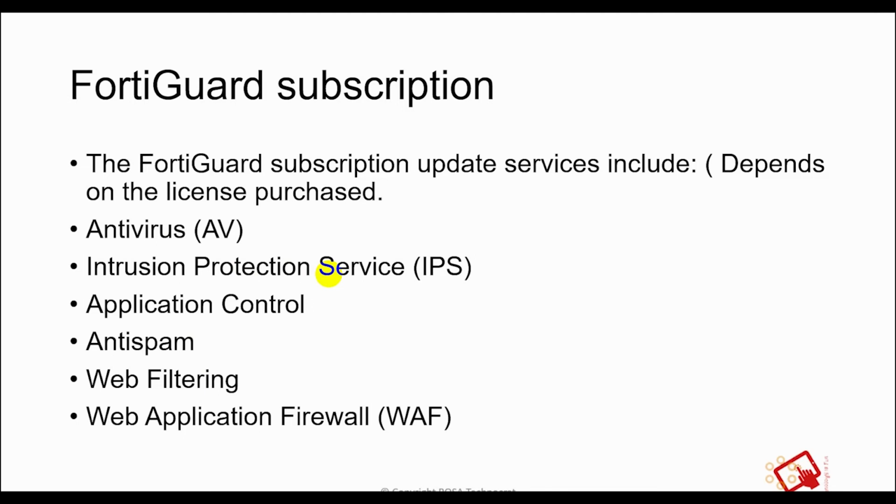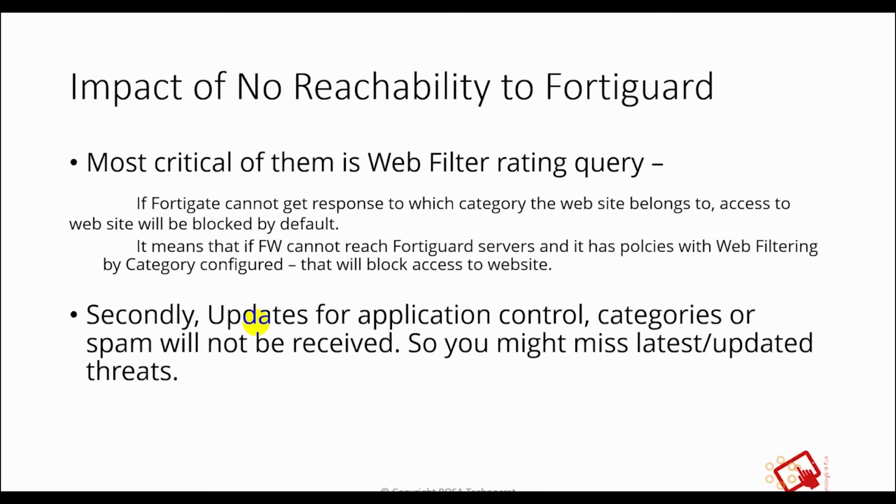Generally, the feature which is affecting us the most is web filtering. Because most of the time we use web filtering in the firewall policies, and we are blocking websites based on the category of a website. Let's say, let's block all search engines and allow everything. Or we say, let's block media and streaming but allow other websites. So generally, everyone is affected by the web filtering license, or they always procure the web filtering license. And what will be the impact if there is no reachability to Fortiguard?